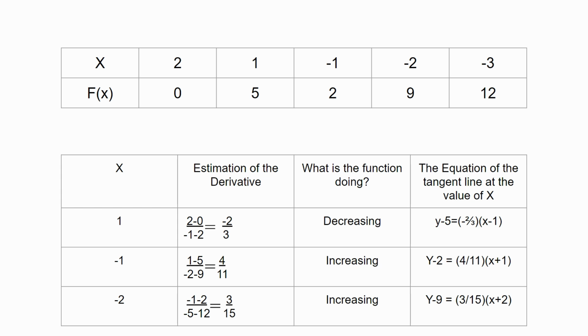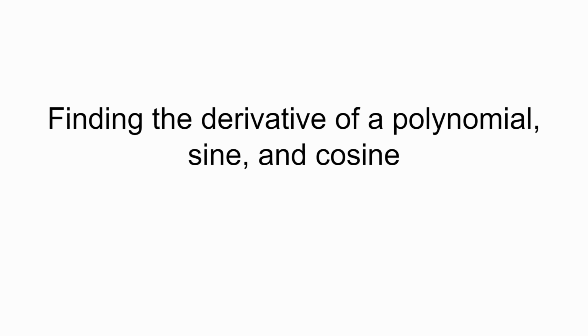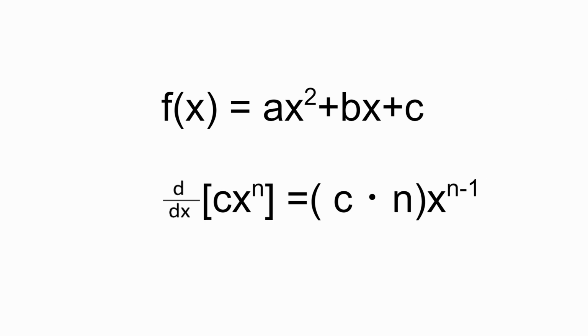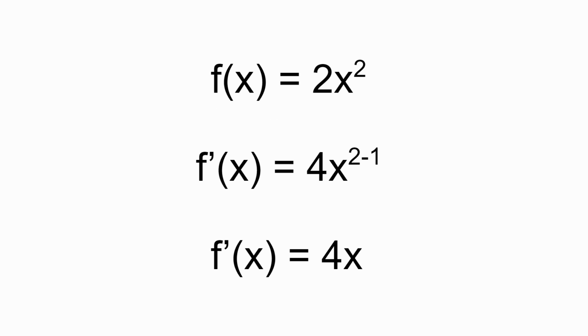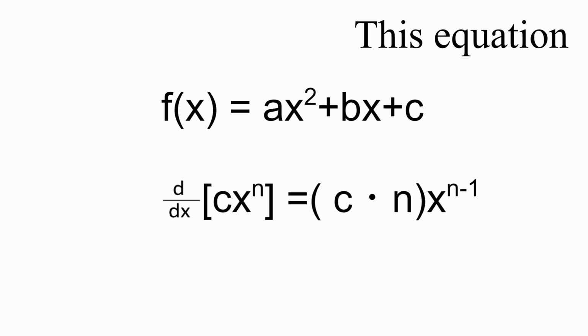Now we will get into finding the derivative of polynomial, sine and cosine functions. Let's start with polynomial functions. So, the basic formula for polynomial functions is f of x equals ax squared plus bx plus c. Looking at a, we could tell that x has an exponent of 2. So we have to follow the equation that's shown on the board.